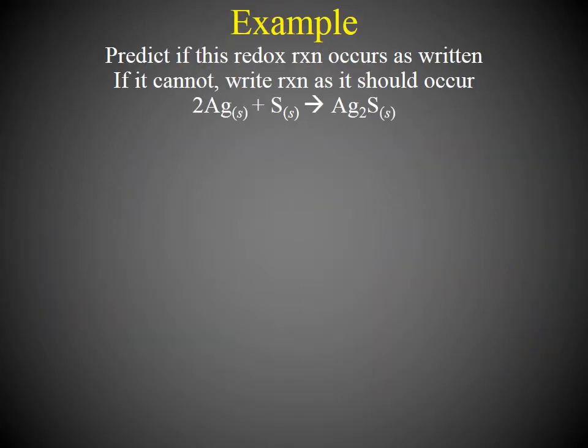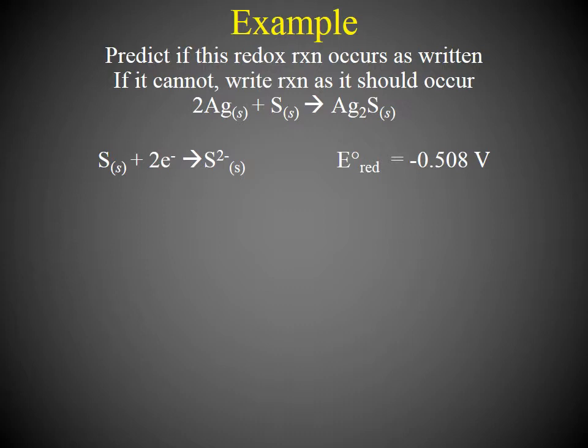Okay, let's see if we can use the cell values to predict some reactions. Now in here we have silver that is being oxidized because it's going from 0 to +1, and sulfur is being reduced because it's going from 0 to -2. Well, let's see if we can use the values from the table to determine whether this reaction should occur as written.